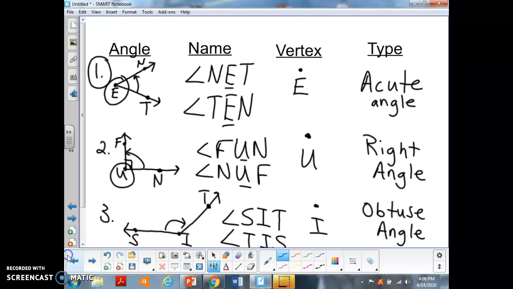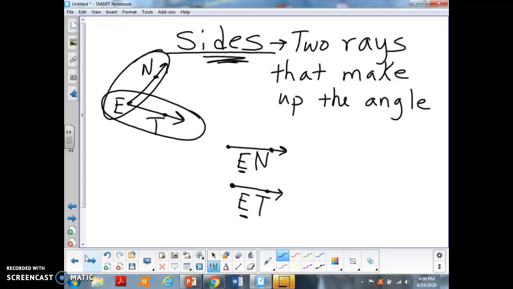So backing up, angle number 1, N-E-T. Here was his name, N-E-T or T-E-N. There was the vertex. There was the type. And then the sheet will also ask you to do the sides of it. So it looks like that.